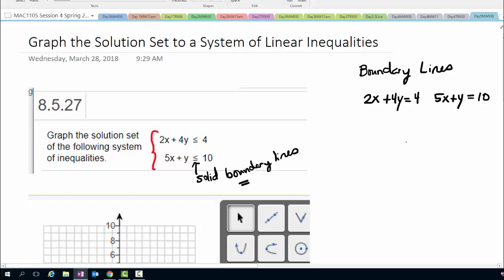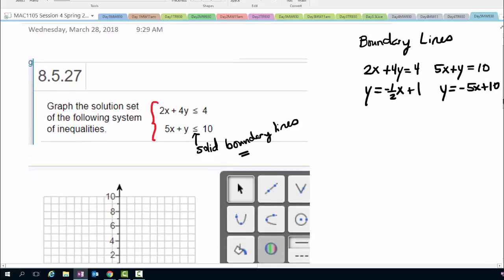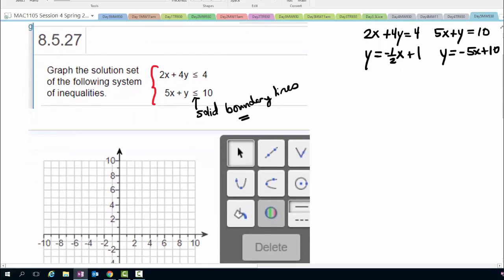Okay. Now, we've already rearranged these equations at the beginning of class. What did we get when we rearranged 2x plus 4y equals 4? Y equals negative 1/2 x plus 1. Good. And what did we get when we rearranged 5x plus y equals 10? Good. Y equals negative 5x plus 10. We did that at the beginning of class, so we might as well use that, right? All right, now we're going to graph our boundary lines. They're going to be solid graphs.